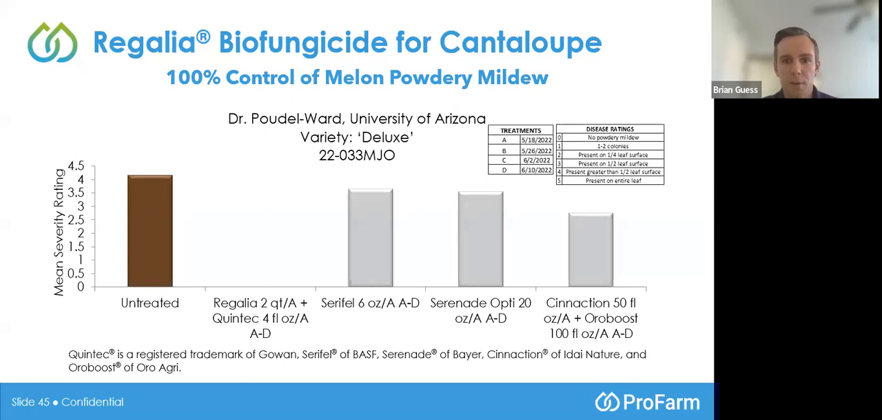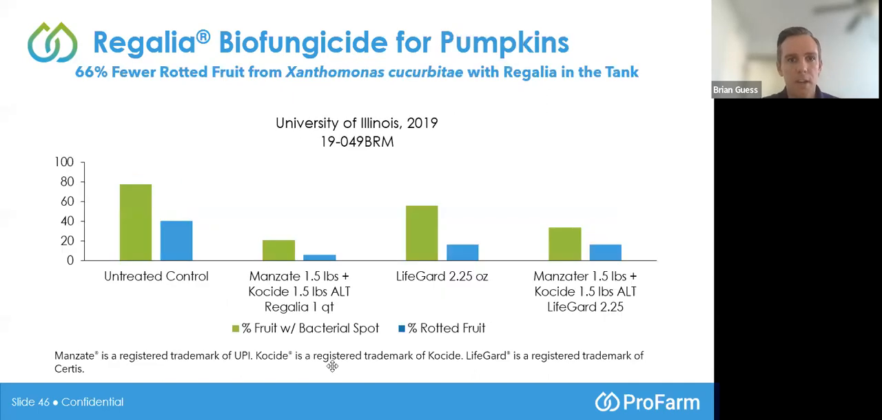And you can see there were 3 other applications in this trial, all done at the 4 treatment timings: Serifel, Serenade, and then Cinerate mixed with Aura Boost. So this just shows the combination of Regalia and Quintec performs very well on powdery mildew. Okay, now moving on to a different crop in a different region.